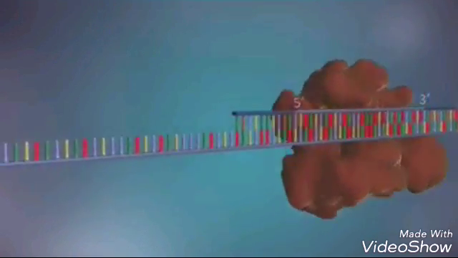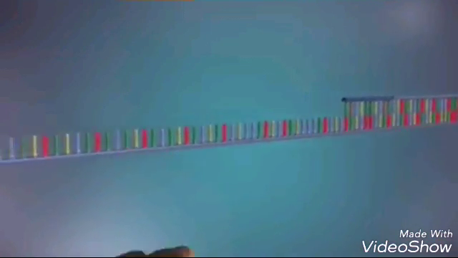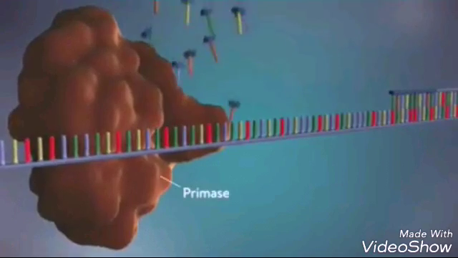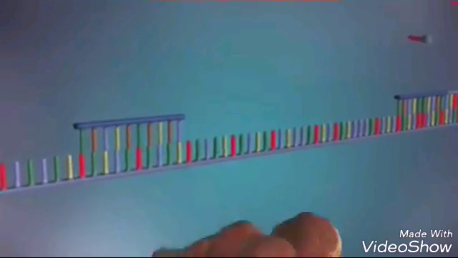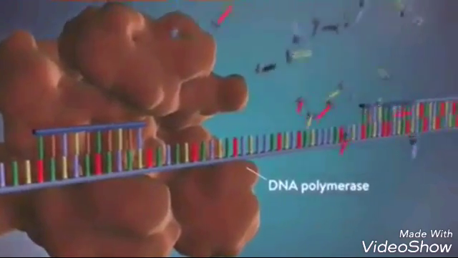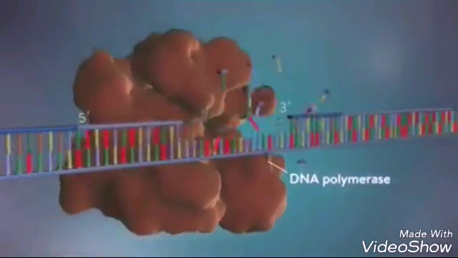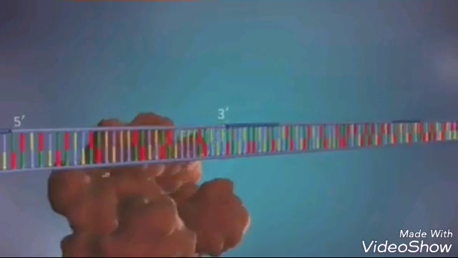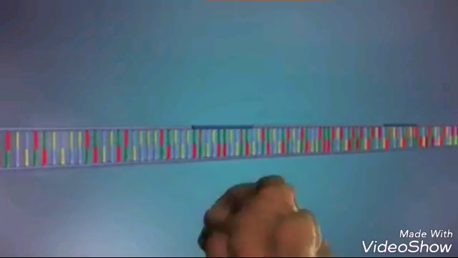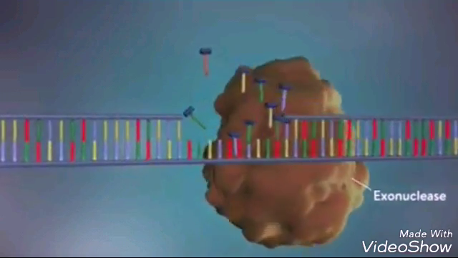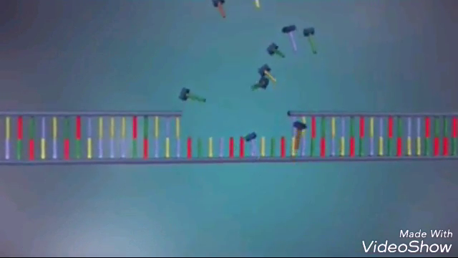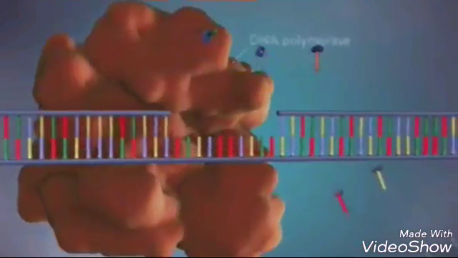The same happens on the other strand, and the new DNA has been made. The enzyme exonuclease removes all the RNA primers from both strands of DNA. Another DNA polymerase enzyme then fills in the gaps that are left behind with DNA. Finally, the enzyme DNA ligase seals up the fragments of DNA in both strands to form a continuous double strand.